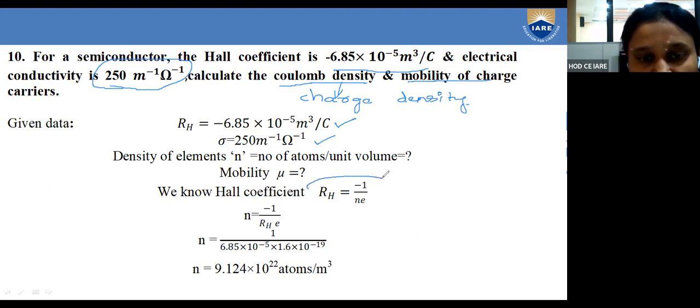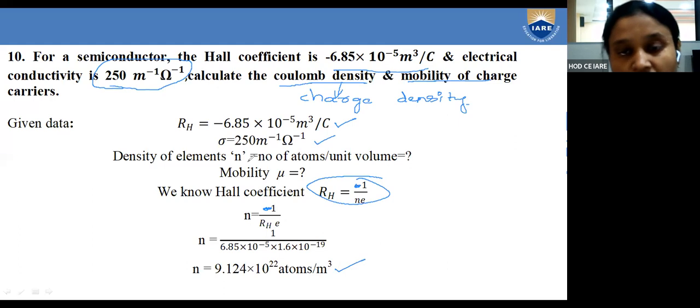So we make use of this formula. No need of taking minus, just 1 by NE. As I told you, we are going to neglect the sign. So first we'll try to find N. N is given as 1 by RH into charge. The RH value is 6.85 into 10 power of minus 5 and the charge is this. So we are able to get the Coulomb density. Now the next step is to find mobility. First you take down this, then in the next slide I'll show you how to find mobility. Okay students, just take it down fast.